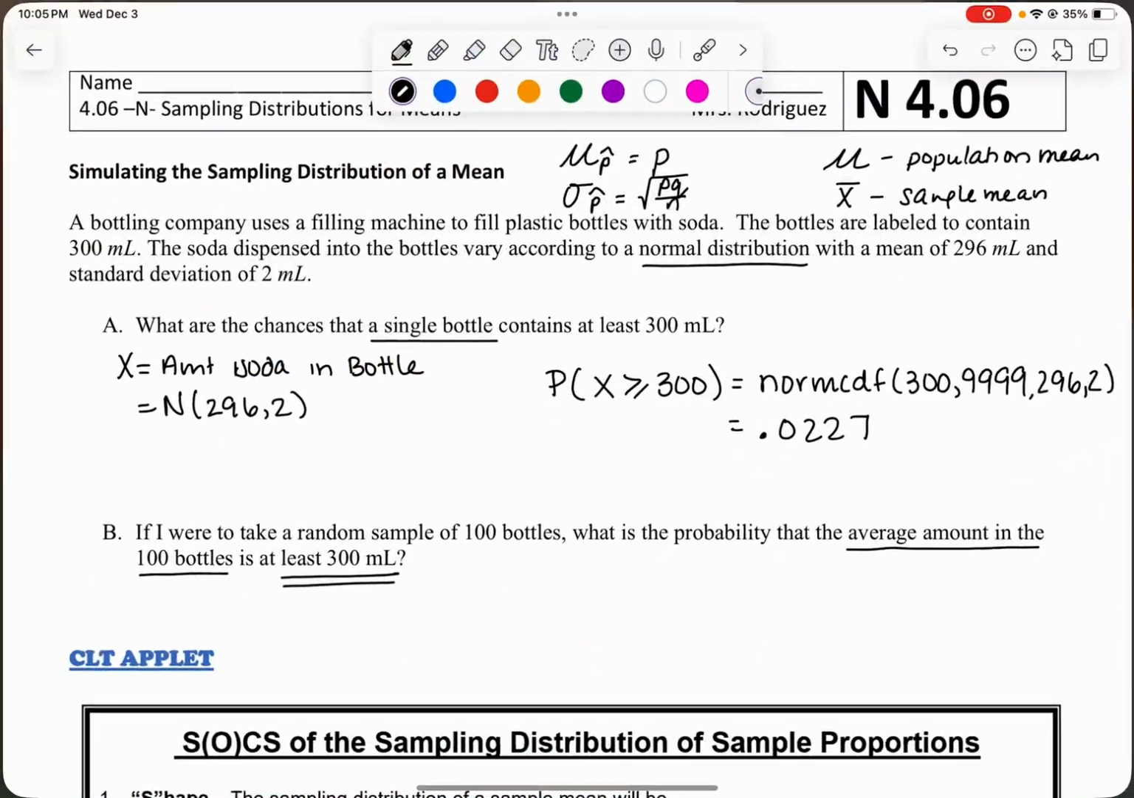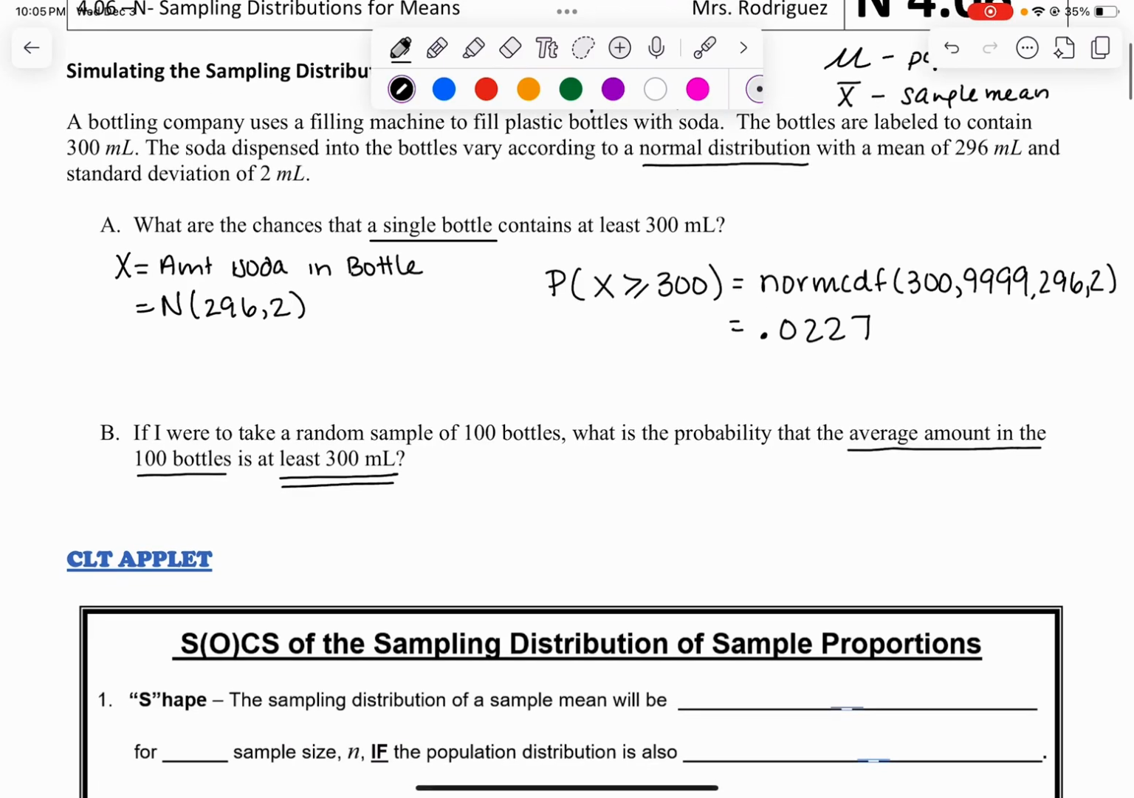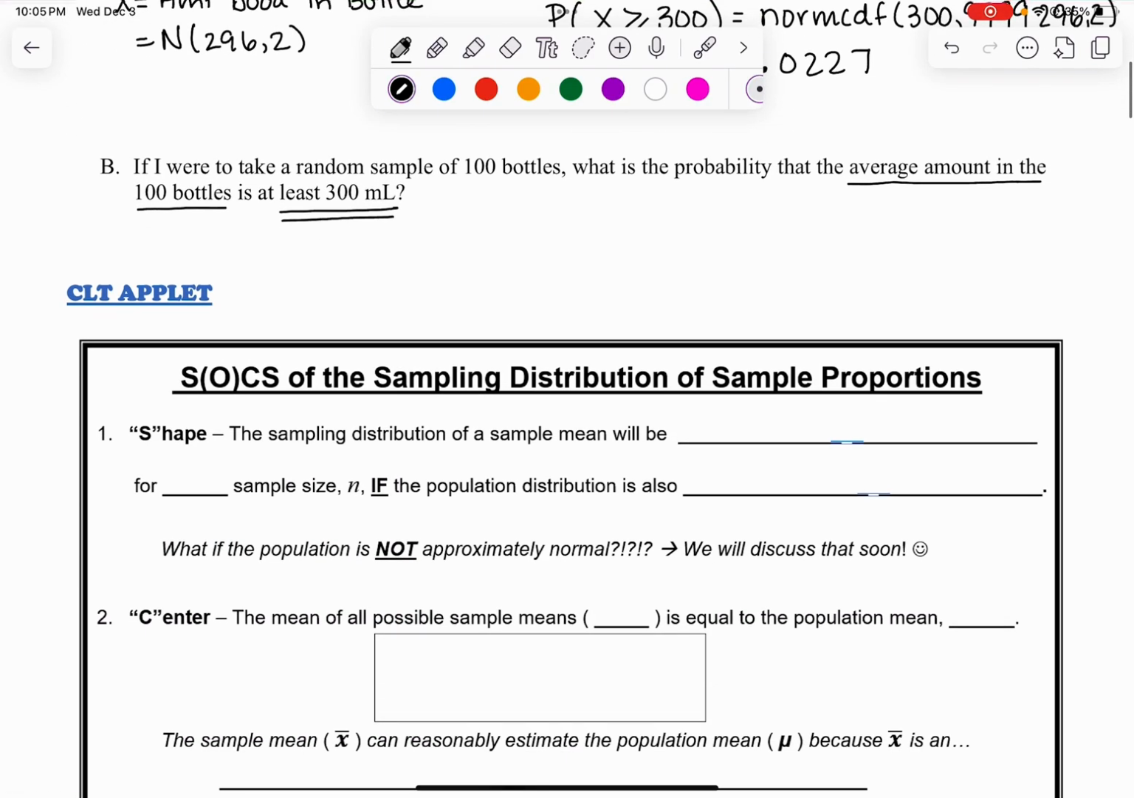So let's take some notes. The sampling distribution of a sample mean will be approximately normal. And technically, this is going to work for any sample size n, as long as the population distribution is also approximately normal.